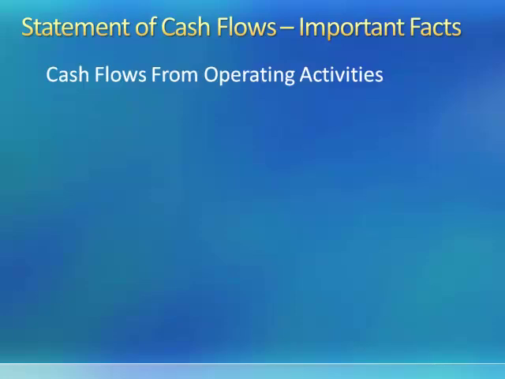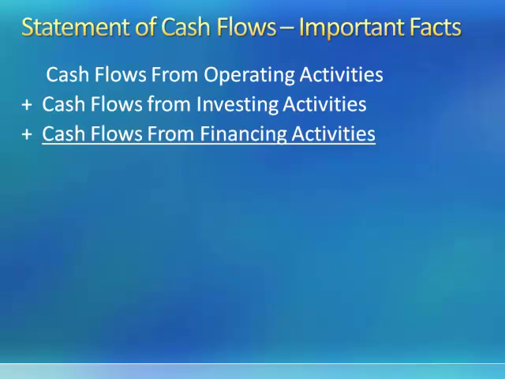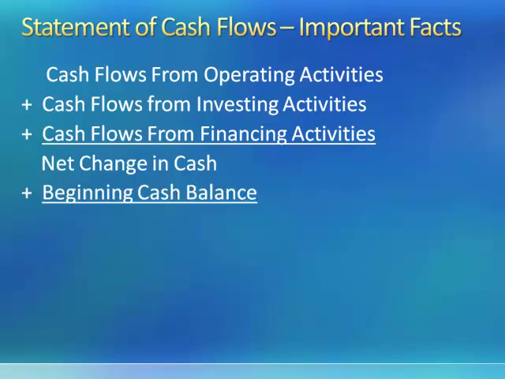To summarize, the cash flows from operating activities plus the cash flows from investing activities plus the cash flows from financing activities is equal to the net change in cash. The net change in cash plus the beginning cash balance is equal to the ending cash balance. It is important that the cash flows are presented on the statement of cash flows in the order that they are listed here: operating, then investing, then financing.